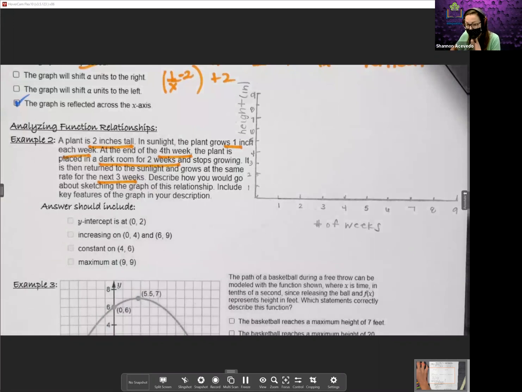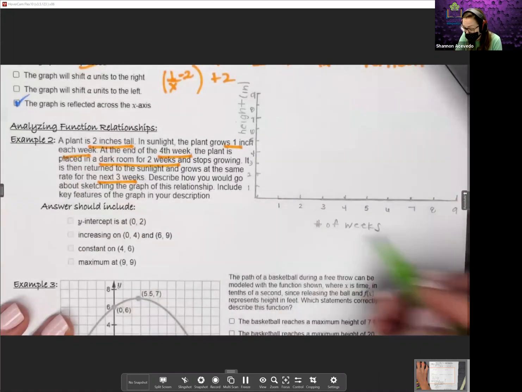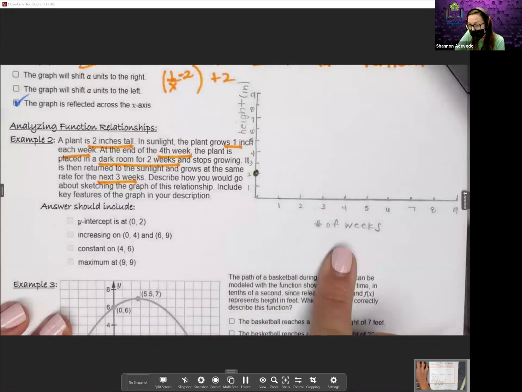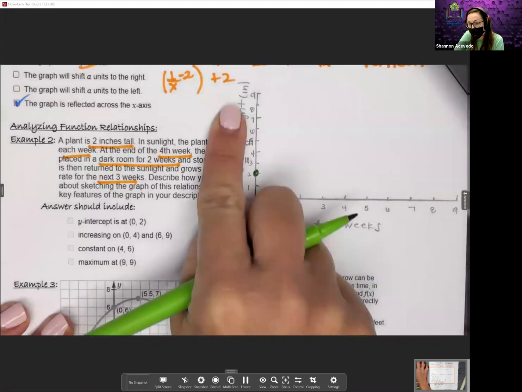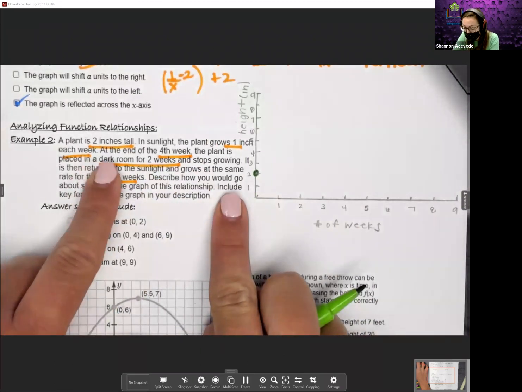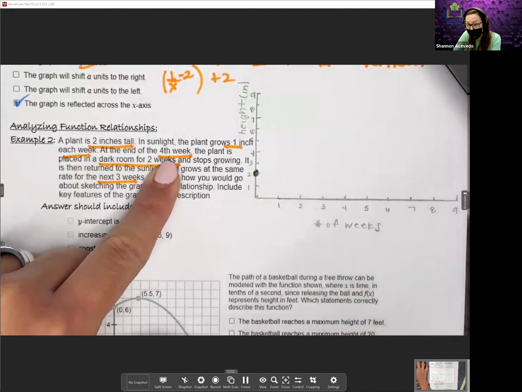So let's talk about how we even get any of this information. First thing is that if we haven't had any weeks pass, I know my plant is 2 inches tall. So these are my number of weeks and my height. At the end of the 4th week, the plant is placed in the dark room. So for the first 4 weeks, it's going to grow 1 inch every week.